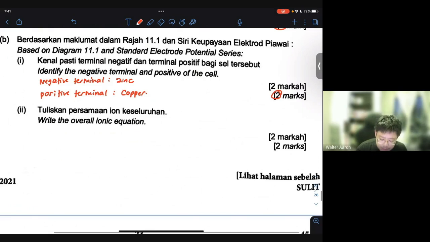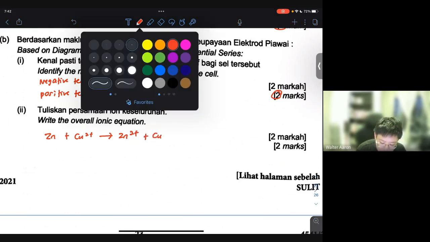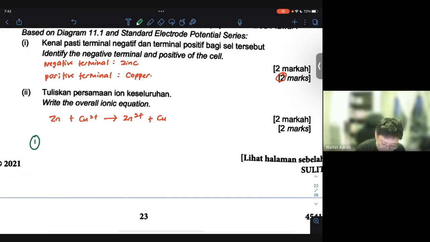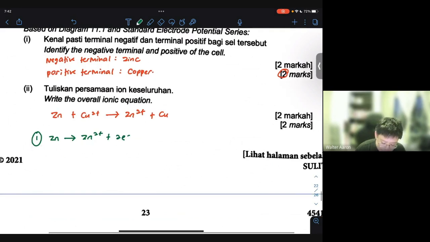Now, if you guys know how to write ionic equations properly, I mean, if you guys are pro already, then you will have it in the back of your head. So it should look something like this. So if you don't know how to get all the way to here, what you can do is you can write the two half equations that you see. Okay, so the first half equation will be zinc dissolving in the electrolyte to form zinc ions, and 2 electrons are released. Okay, and then after that, it is accepted by the copper ions to form copper atoms.